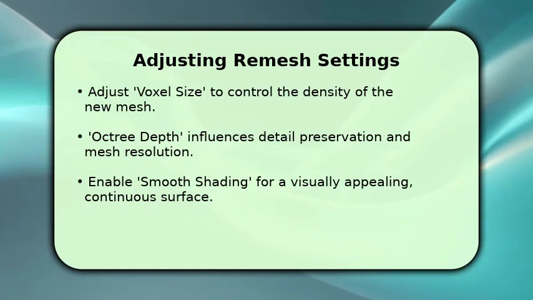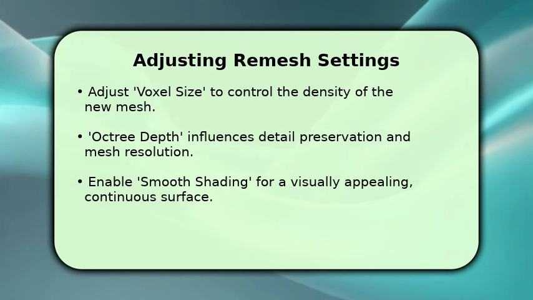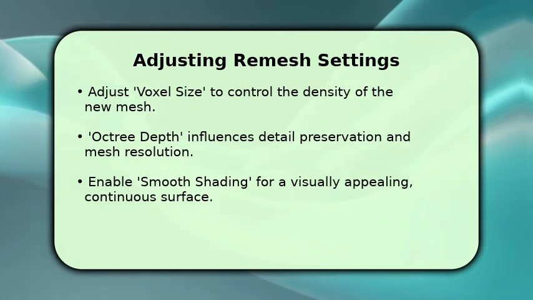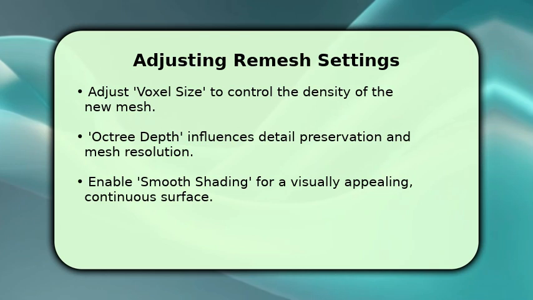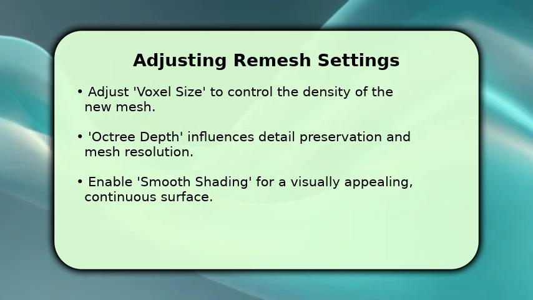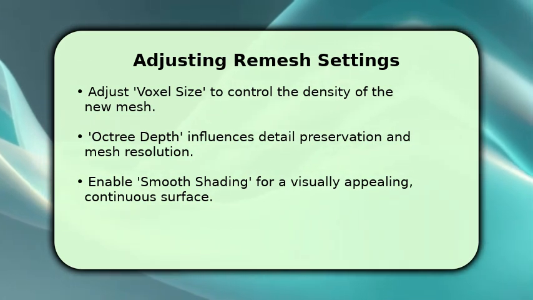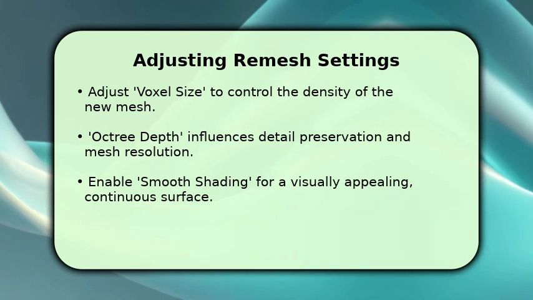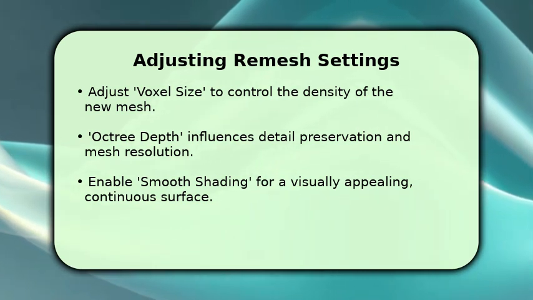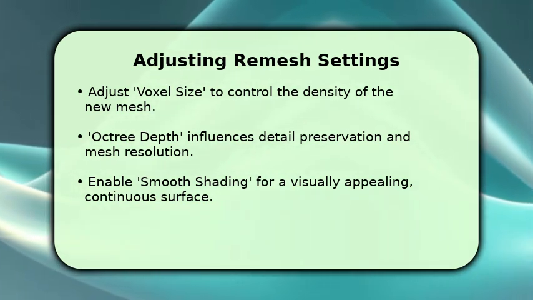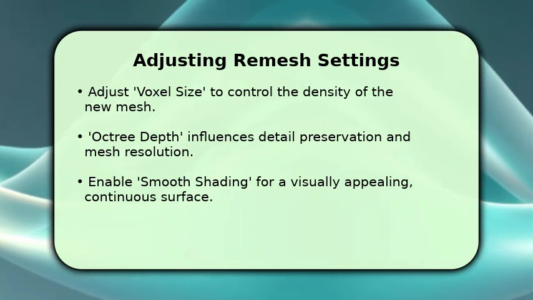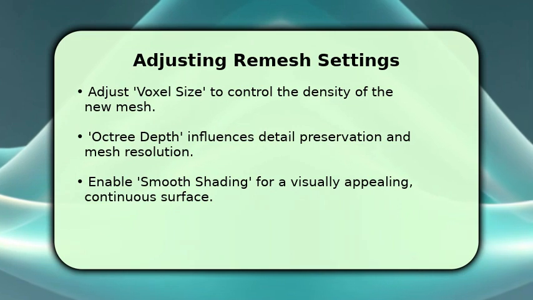Fine-tuning the Remesh settings is crucial for optimal results. Voxel size directly impacts the mesh density. A smaller value means more detail. Octree depth also plays a role in detail preservation. Remember to enable smooth shading for a polished look. The Remove Disconnected Pieces option is handy for automatically cleaning up any unwanted floating geometry.